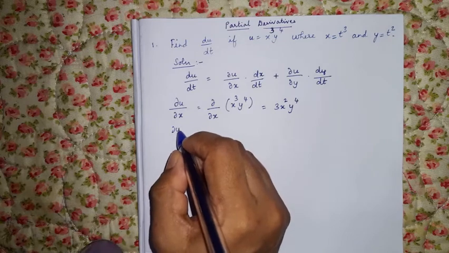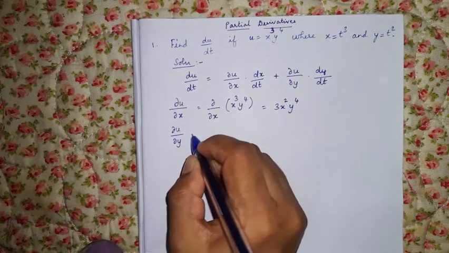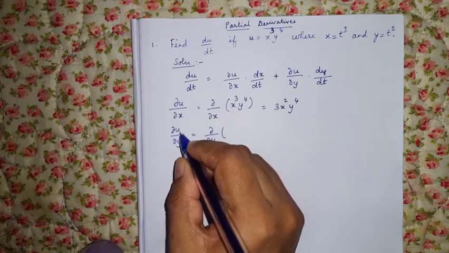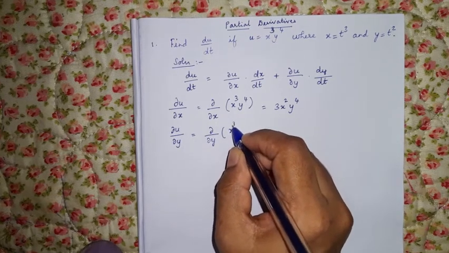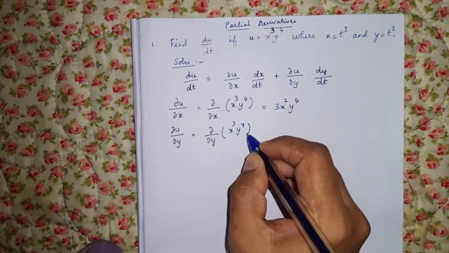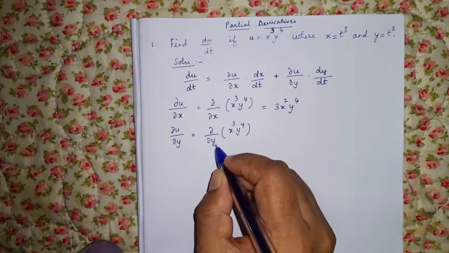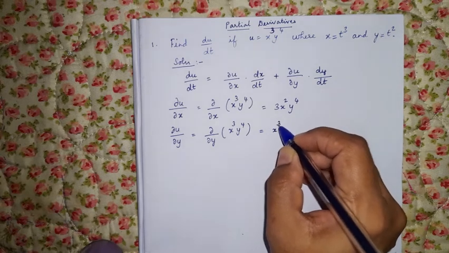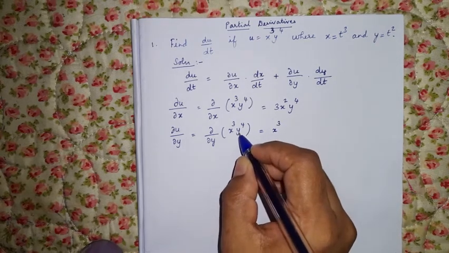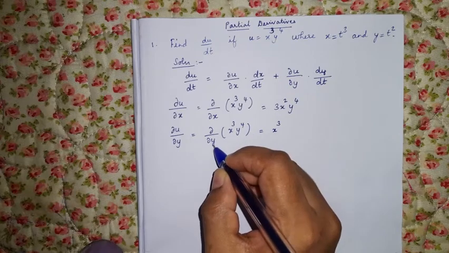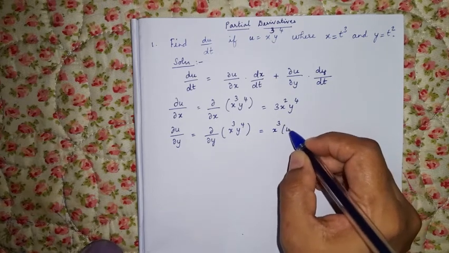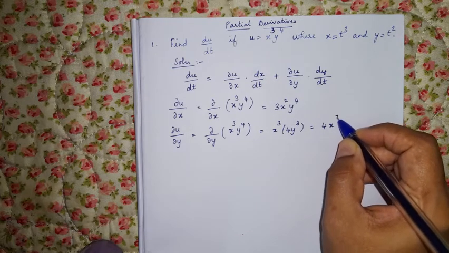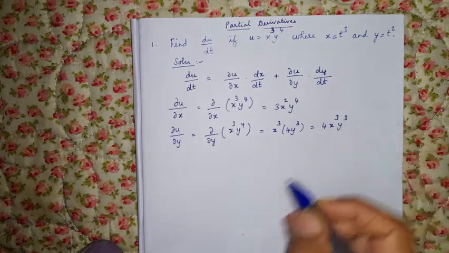Now what is dou u by dou y? Dou by dou y of u. Instead of u, you can put x cube y power 4. Now you have to differentiate this with respect to y. In this case, x cube will be the constant, and you have to differentiate y power 4 with respect to y, which is 4y cube. So you'll be getting 4x cube y cube.